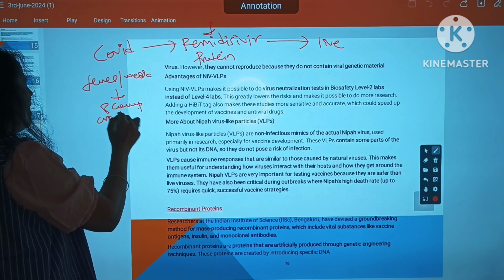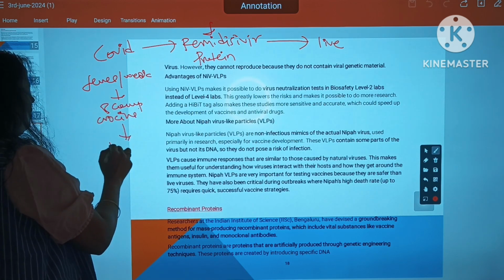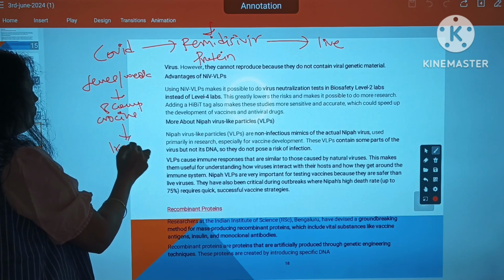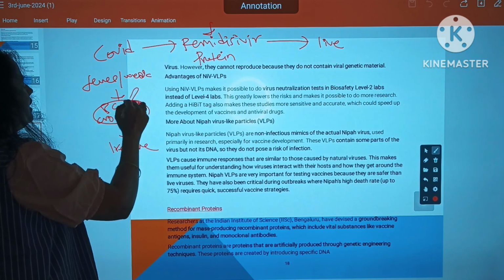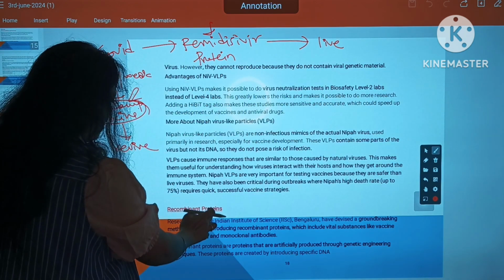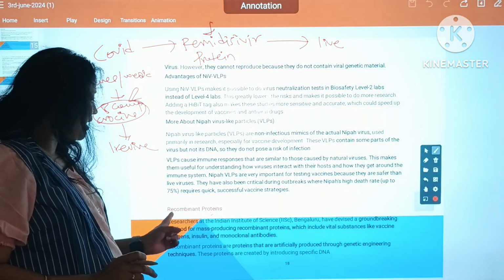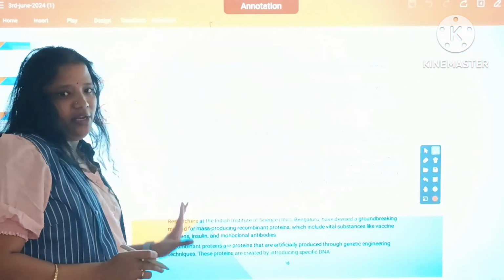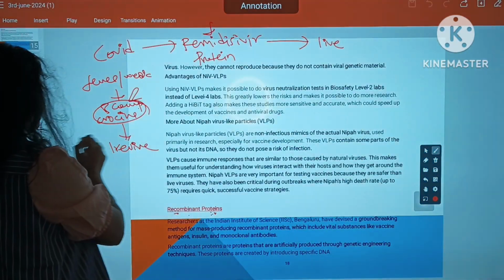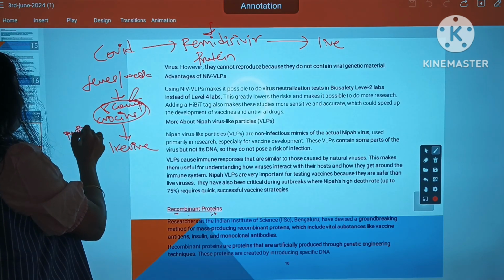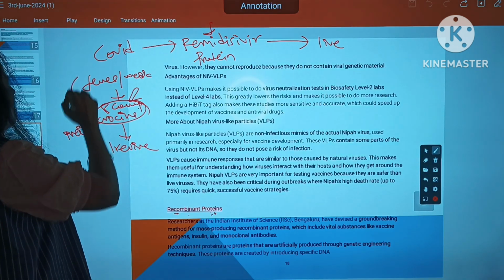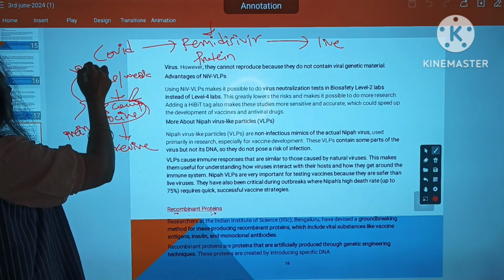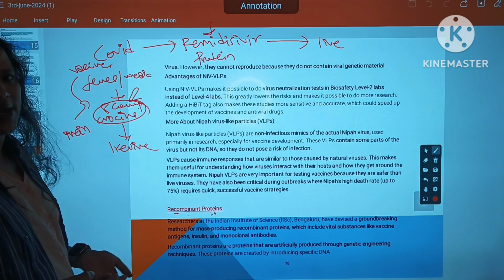Crocin. So what happened? You will revive. So what is there in this? That is protein. So scientists used recombinant protein, means a ready-made protein. If proteins are less in the market, what happened? They can't design vaccines. So vaccine shortage will come in the market.